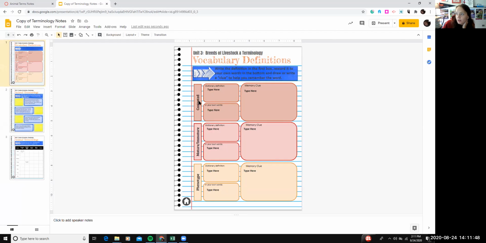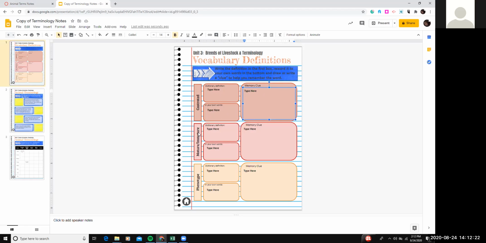So for your notes, this is what they look like. These are the words we just went over: castrated, mature, immature, and phenotype. You're going to type in a definition here, and then you're going to put that word in your own words here. And then some kind of clue that will help you remember it. It could be a picture, it could be a saying, something that's going to help you remember what that word means. You do that for all 3 of these words.